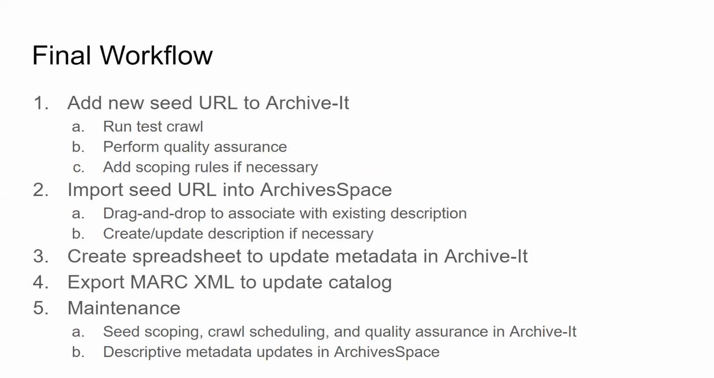then once we're done, or from time to time, we export a spreadsheet to update metadata in ArchiveIt, create a MARC record to update our catalog, and then for ongoing maintenance, we do seed scoping, crawl scheduling, and quality assurance in ArchiveIt, and update descriptive metadata in ArchiveSpace.